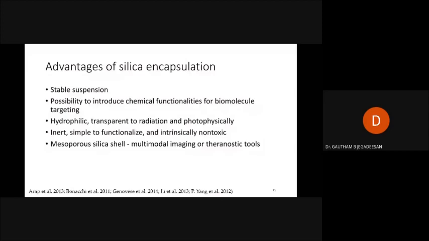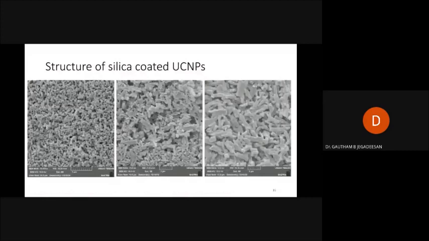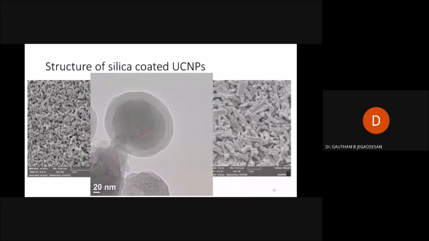And these are the different upconverting nanoparticles we make in the laboratory. You can see SEM pictures, the various morphologies of upconverting nanoparticles. You can look at the TEM image. You can see the silica capped upconverting nanoparticle here.